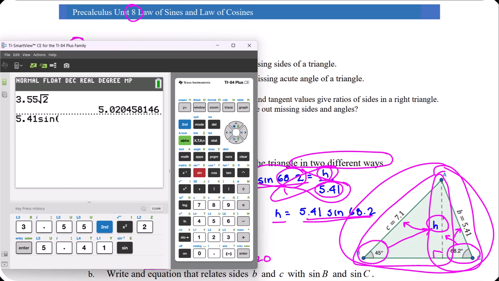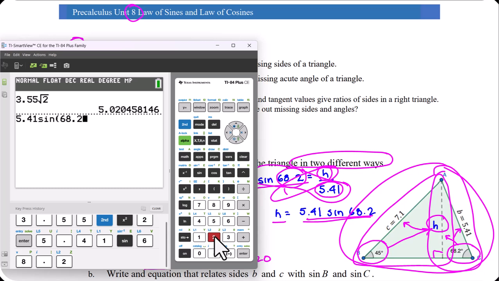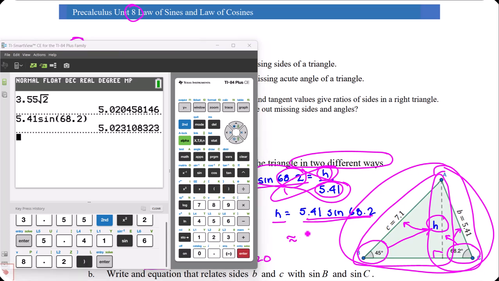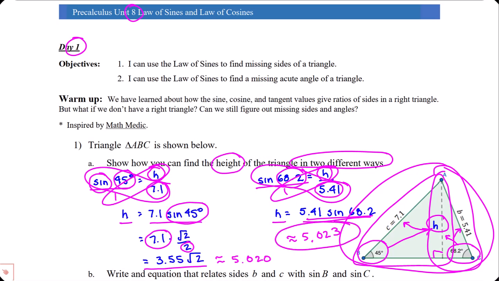sine, since this was not an angle we know. The other one we knew that root 2 over 2 is sine of 45, but this is sine of some unknown number, 68.2, and do that, and we get about 5.023, and these are close, but they're not exact. My thought is, maybe these numbers are giving us our approximations as well. Maybe this 68.2 is an approximation, but I think we have a good handle on this.